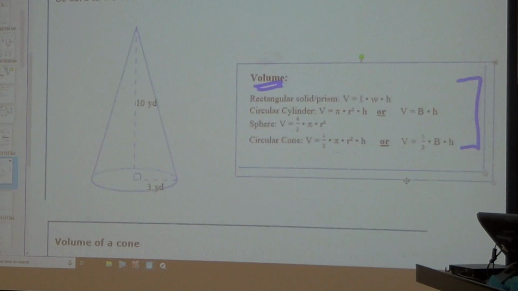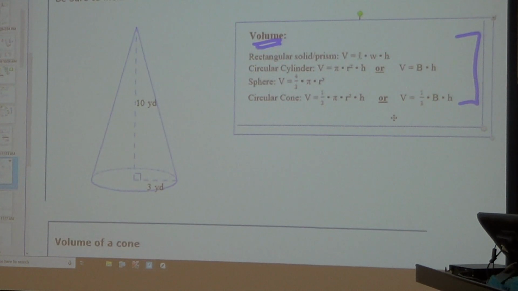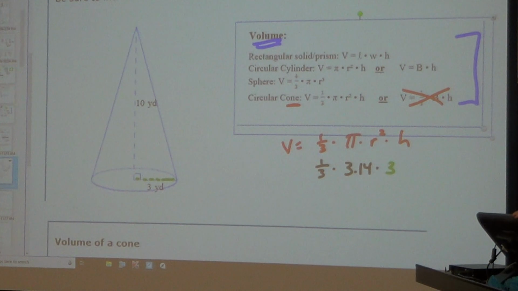Paste. What shape is this? This is a cone. We don't use the ones out. So volume equals 1/3 times pi times r squared times h. So 1/3 times 3.14 times, what is my radius? 3, because this is only going halfway across, which is what I want. What is my height? 10.